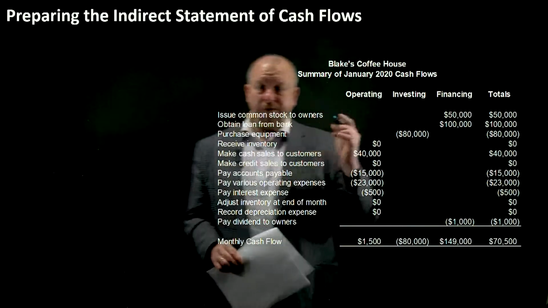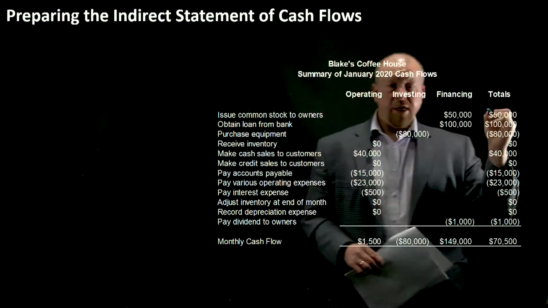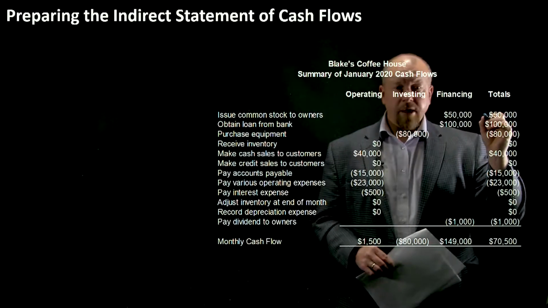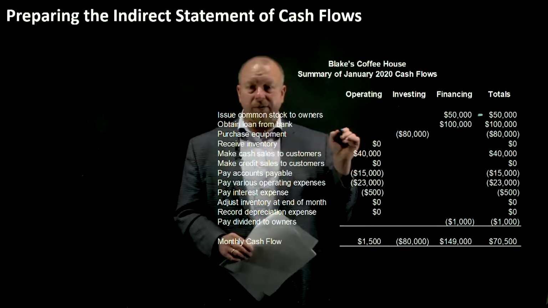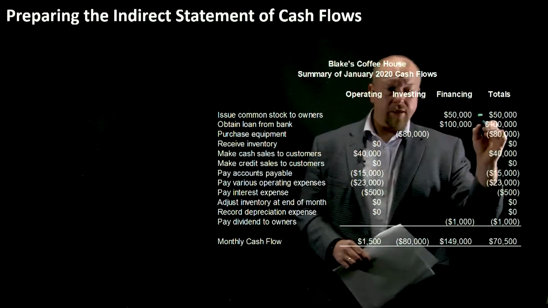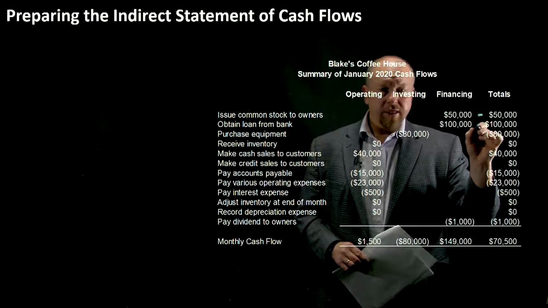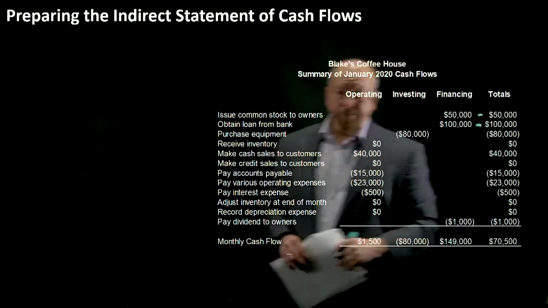Now, take a look at what I have here. We have just a handful of transactions. Issue common stock to owners. That's a financing activity. The company receives cash coming in, and so that's a positive financing cash flow. The same is true for this loan from the bank. We borrow some money. That's a financing cash flow, and you can see both of those coming in.